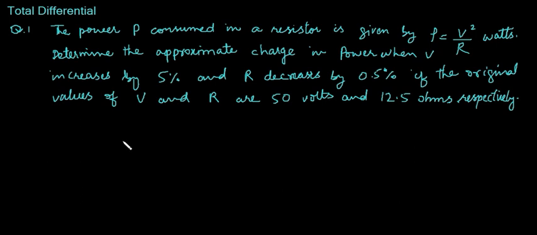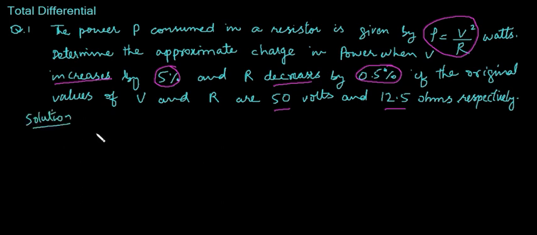So in this problem, the power P consumed in a resistor is given by the formula P is equal to V square upon R. That is a function of two variables, V and R. Determine the approximate change, meaning the total differential of this function, if V increases by 5% and R decreases by 0.5%, if the original values of V and R are 50 and 12.5. So let us see the solution of this problem.